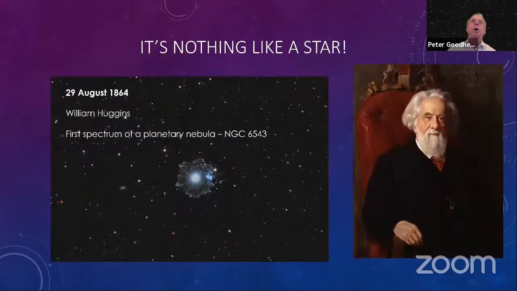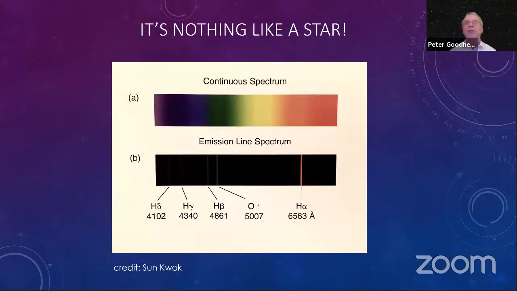And it wasn't until 1864, when a man called William Huggins started doing a lot of spectroscopy, and he did the first spectrum of a planetary nebula, NGC 6543. Looking at that, it was quite obvious that it was very different to stars, star clusters and what we now know to be galaxies. All of those would have a continuous spectrum, and we had a very distinctive emission line spectrum for the planetary nebula. So again, the first clue that astrophysically, these were very different objects.